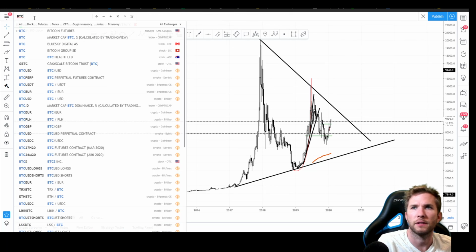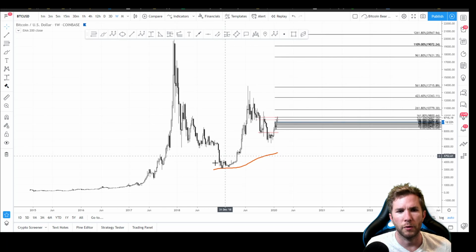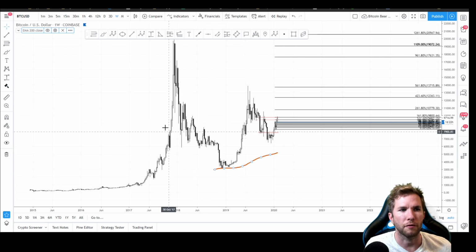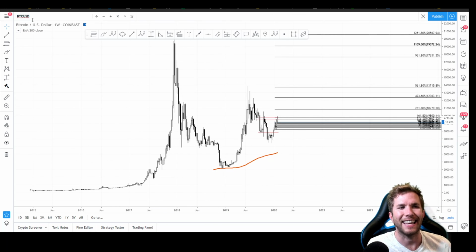XBT, BTC, USD. Let's see. Look at the 200-week exponential moving average. Bang. Beautiful. Okay, so you guys can use this on any market.